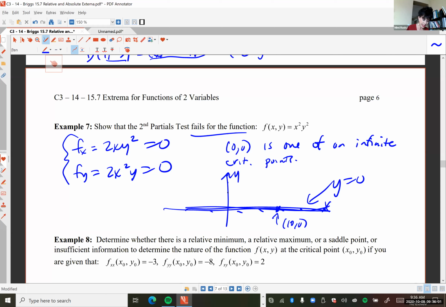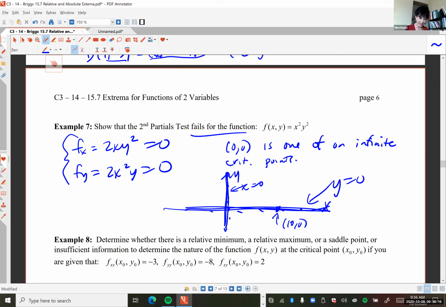And then similarly, I claim the entire y-axis, which has the equation x equals 0. Any of those points, you plug them into this system, both of those partials go to 0. So there are even more infinitely many critical points. Well, how is that possible?